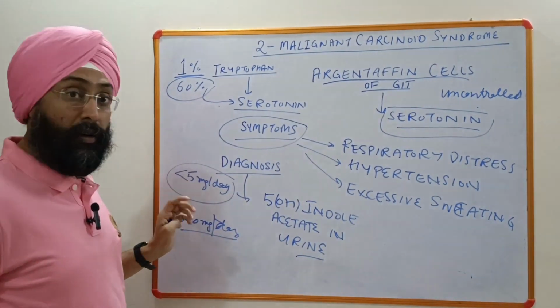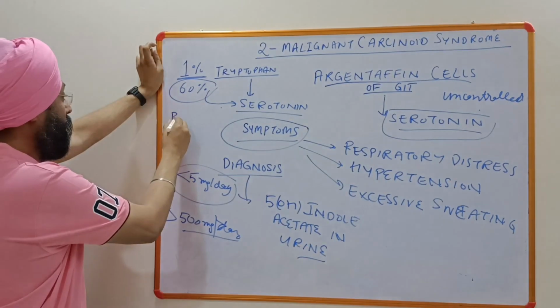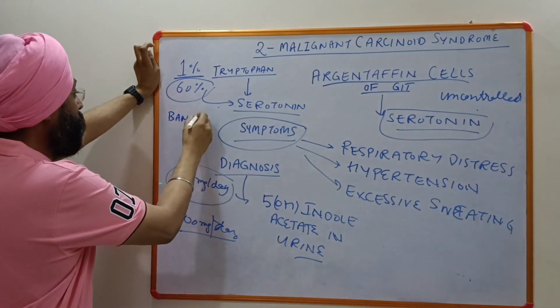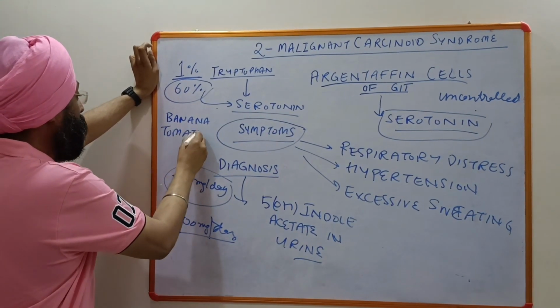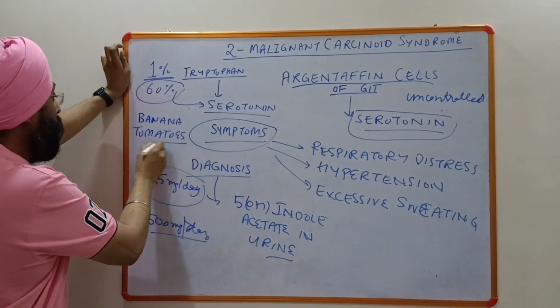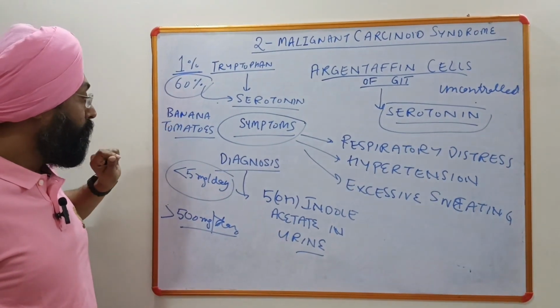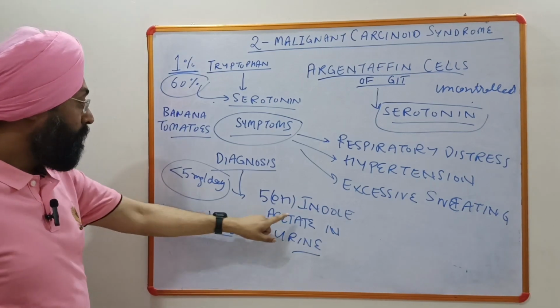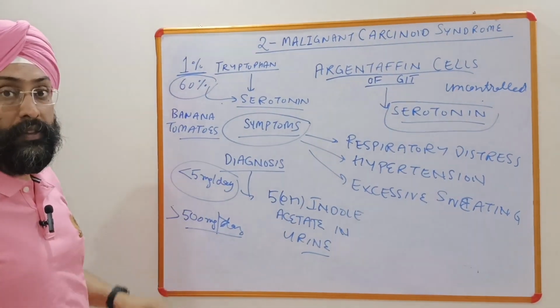But there is some precaution to be taken while performing this test. The person should not take banana and tomatoes before this test, because these two fruits, banana and tomato, will cause increase in level of indole acetate in urine, right? So this is the disorder.